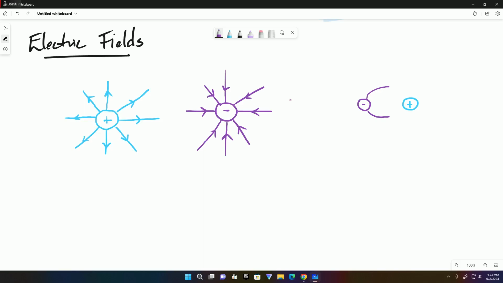Now again, these are just sketches, right? These are just meant to give you a general idea of what the shape of the field is like. Please don't think that these diagrams are literally, physically how the field is. This is just to give you an idea of shape. That is all.